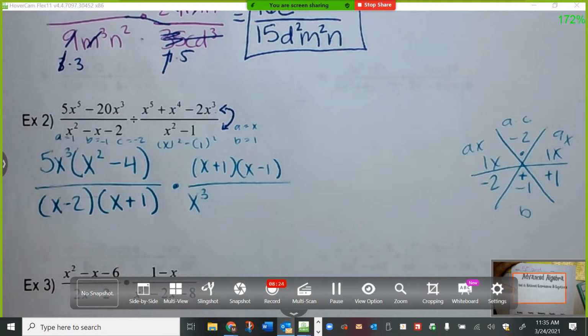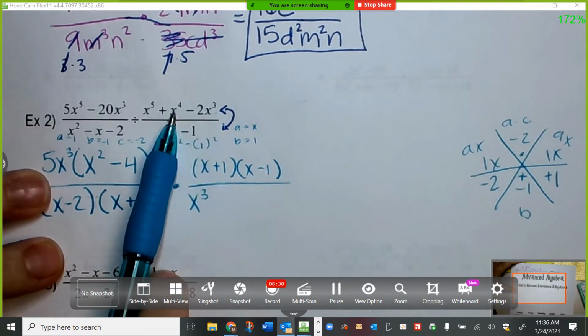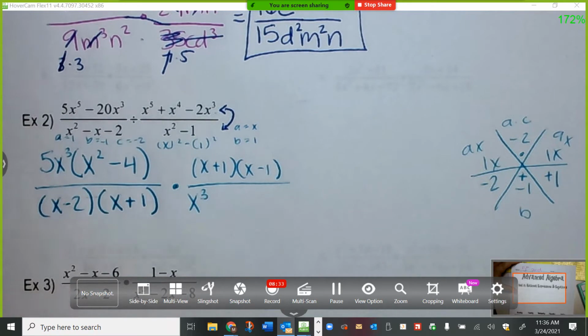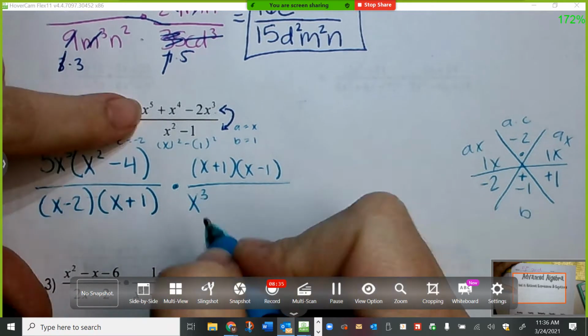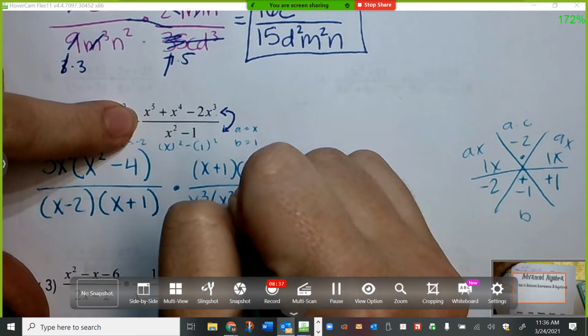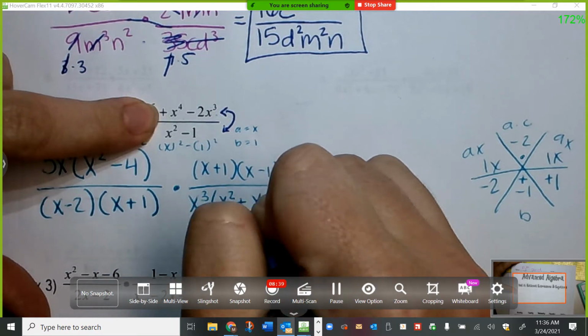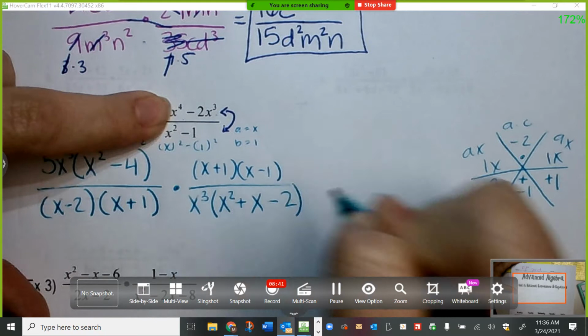So you can only take, usually whatever the smallest exponent is how much you take. Because I can take 3 away from here, 3 away from here, and 3 away from here, and we're being fair, so everything's the same. Okay? So when I take that away, I'm left with x squared plus x minus 2 because I took all 3 of those x's.